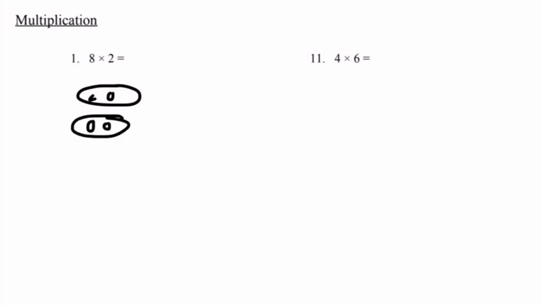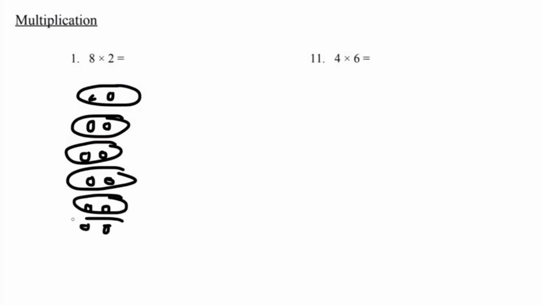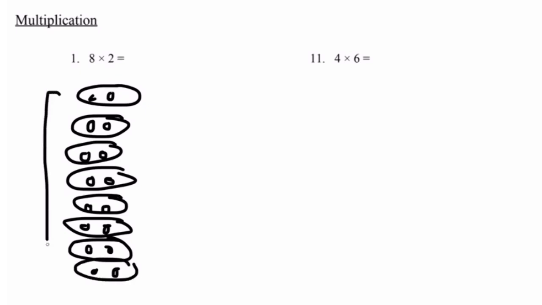1, 2. 1, 2. 1, 2. 1, 2. 1, 2. 1, 2. 1, 2. We now have a total of 8 groups of 2 circles.